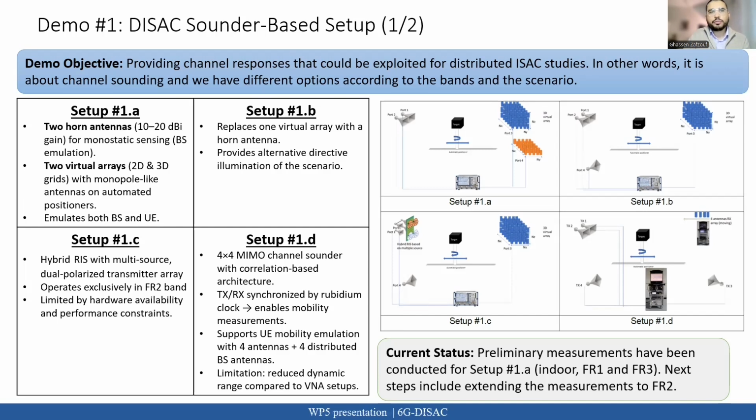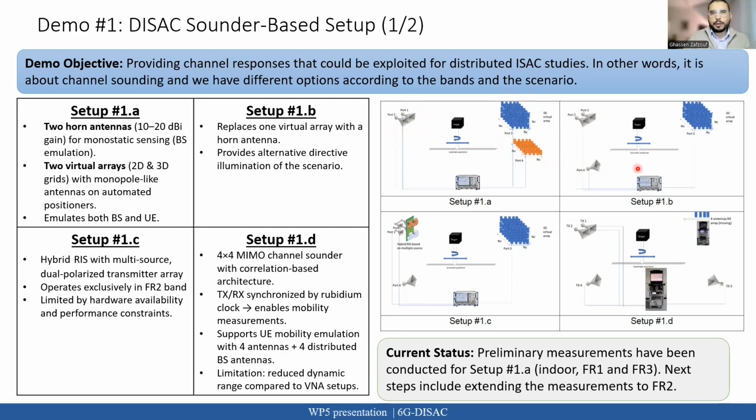To this end, 4 setups have been defined. Namely, in setup 1A, we have 2 horn antennas, which are co-located. These horn antennas emulate a base station which is operating in monostatic mode. The monostatic mode means that the transmitter and the receiver are both nearby, physically nearby. Now we have a target which is between the base station and 2 virtual arrays. The virtual arrays here mimic the user equipment, or the UE as we call it briefly.